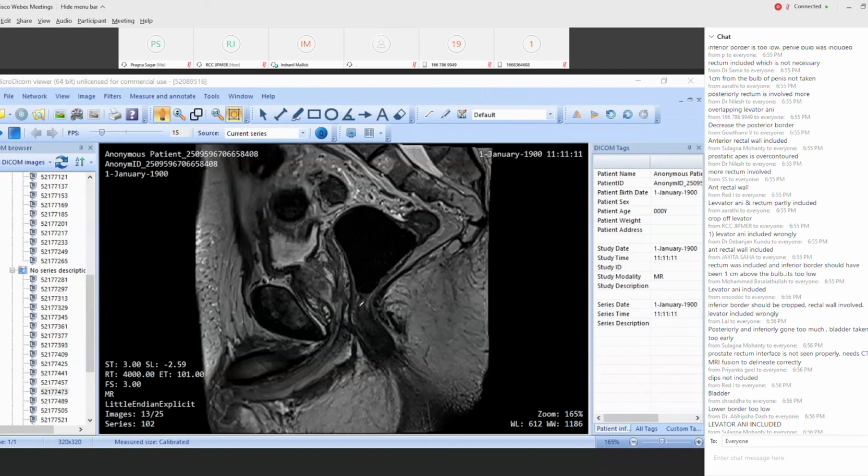Annotate. So this is the area of the penile bulb. This is the prostate.